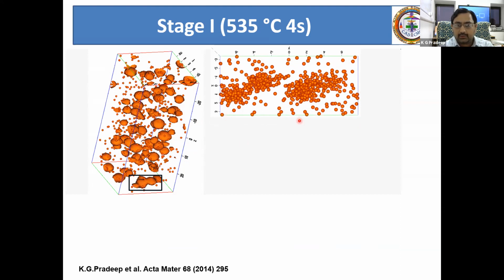And if you zoom in there, there is a bigger cluster here and there are similar size smaller clusters. But these smaller, similar size clusters are necking. That means they are in contact somewhere in the bridge, as what you see here. The bigger cluster stays isolated.